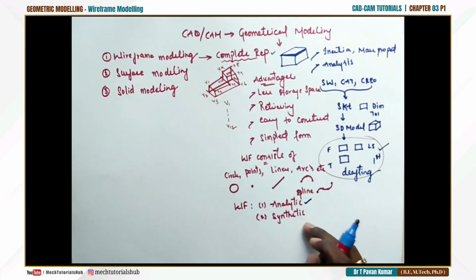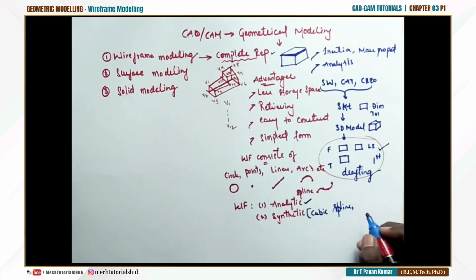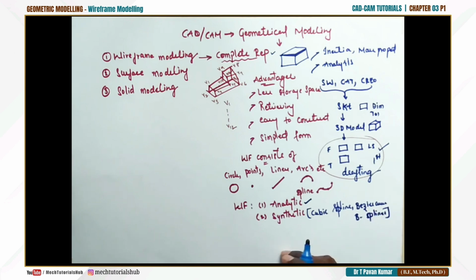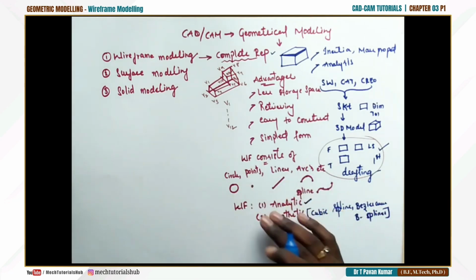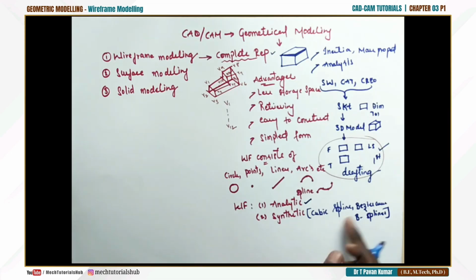If I talk about the synthetic entities, this includes cubic spline, Bezier curves and B-splines. These are the types. There is a difference between each and every curve. These are the synthetic curves. Now these curves will help you in many ways. For example, if you need to construct the body of a car, which should look aesthetic with a number of smooth curves with a number of radii, then we'll go with synthetic type of modeling.